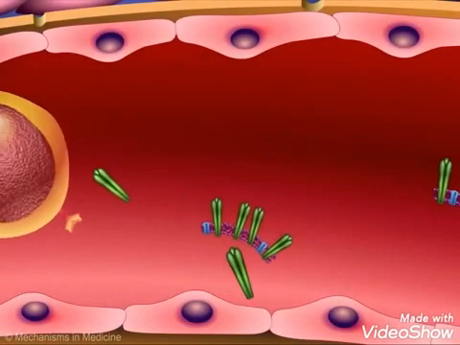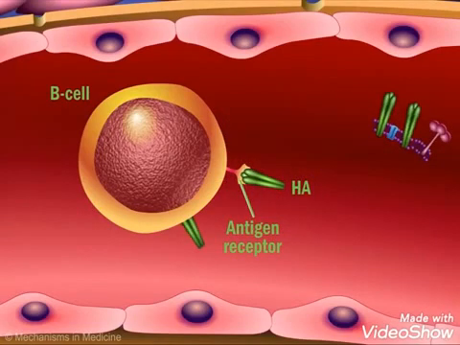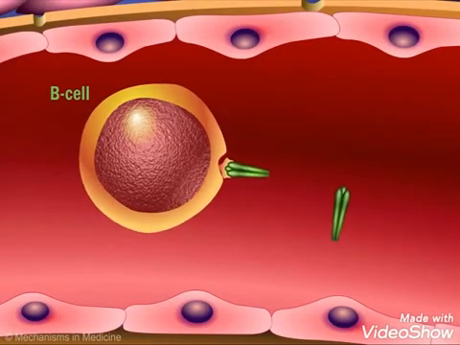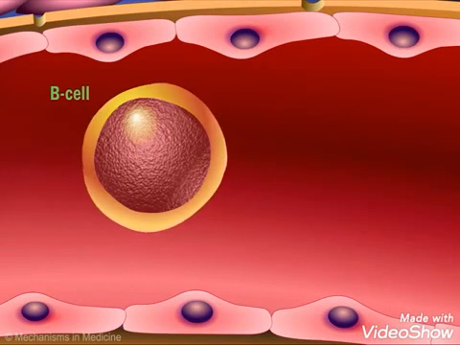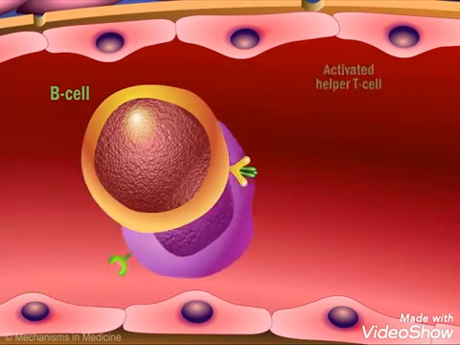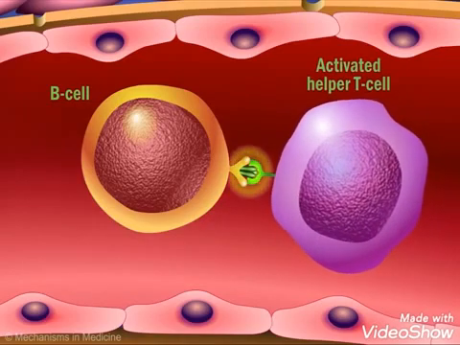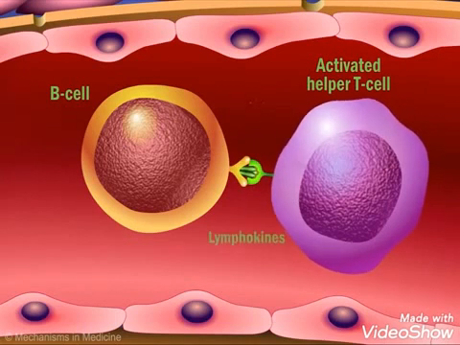Unlike T cells, B cells are able to ingest hemagglutinin independent of the MHC. Once internalized, B cells process the hemagglutinin antigen and present it on their surface in combination with an MHC. When activated helper T cells interact with activated B cells expressing antigen MHC receptors, they begin secreting lymphokines, which have several effects.